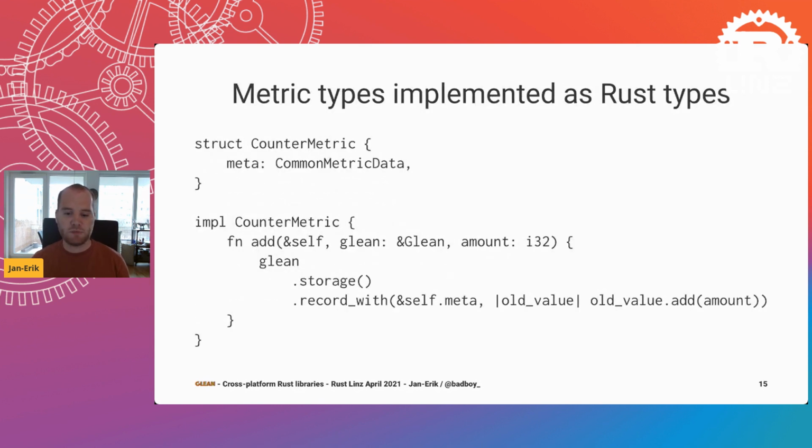Additionally, we have implementation of all the metric types that are used, also written in Rust. Metric types can be as simple as a count or as a string, but can be even more complex, like the timing distributions, as you saw for the JavaScript garbage collector before. So that's all handled within a single Rust crate.